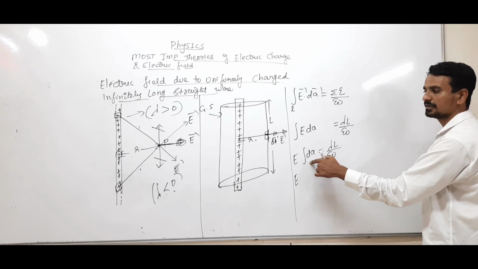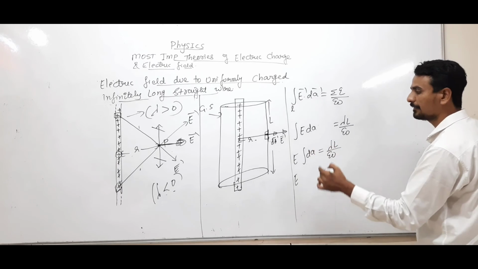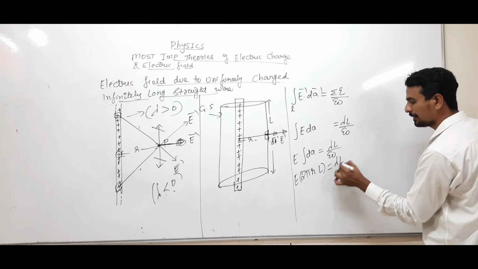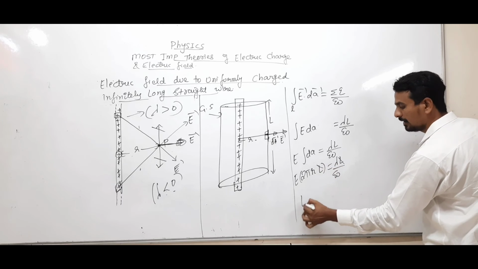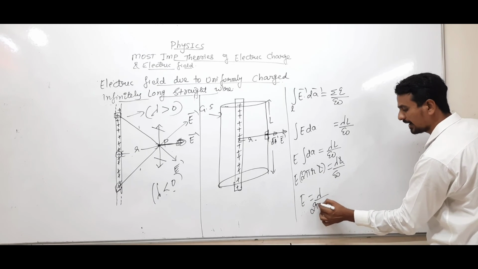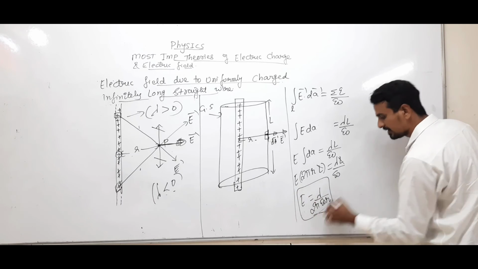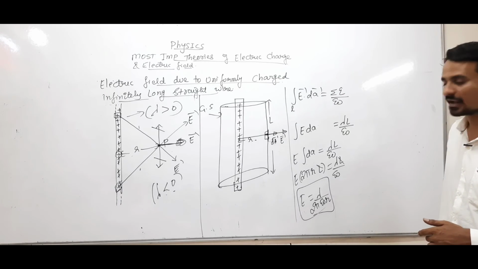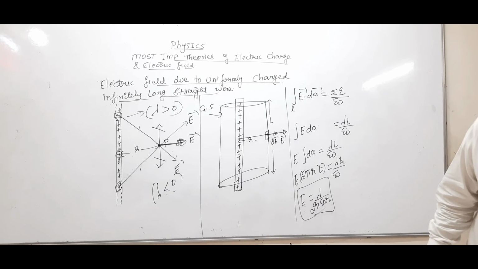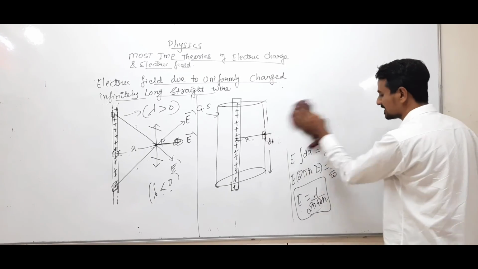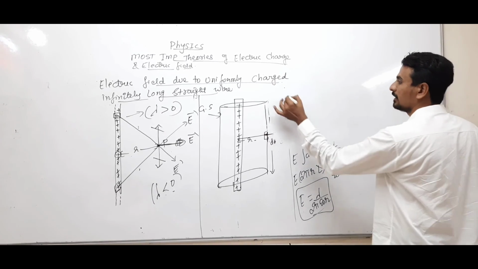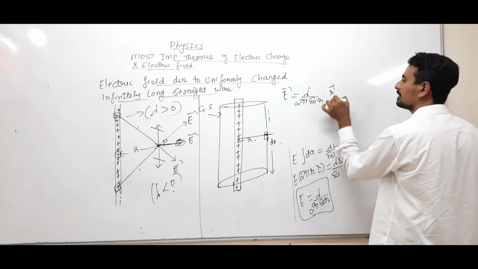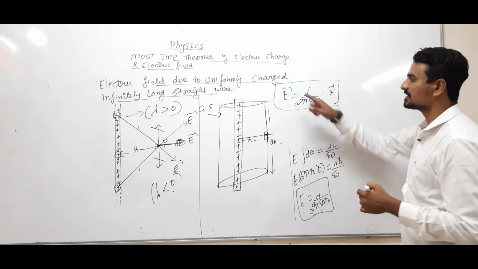Integration of dA is A. The area of the cylinder will be circumference into length, equals lambda L by epsilon naught. L gets cancelled. So the electric field will be lambda by 2 pi epsilon naught r. This is the electric field for a uniformly charged infinitely long straight charged wire. Moreover, since electric field is a vector quantity, it can be rewritten as lambda by 2 pi epsilon naught r into the unit vector, which shows the direction of the electric field.